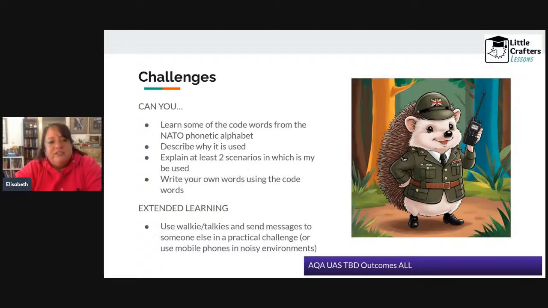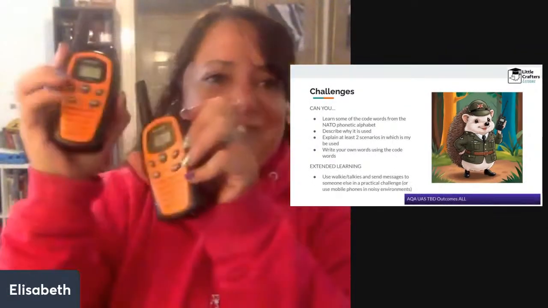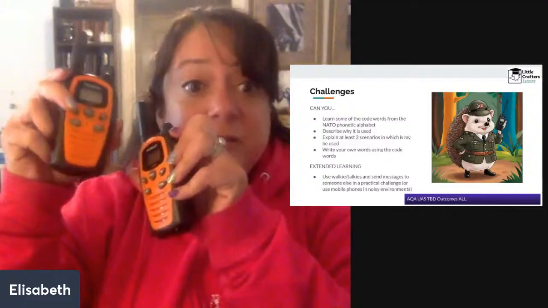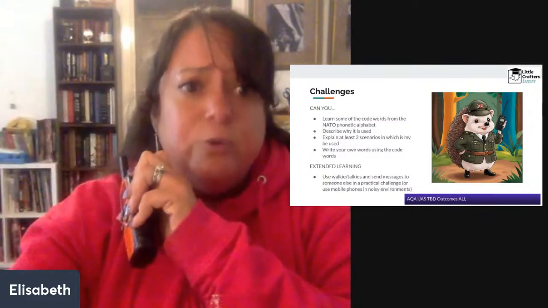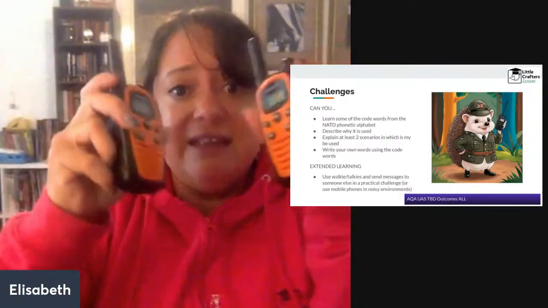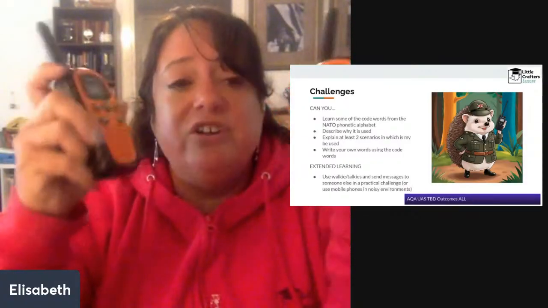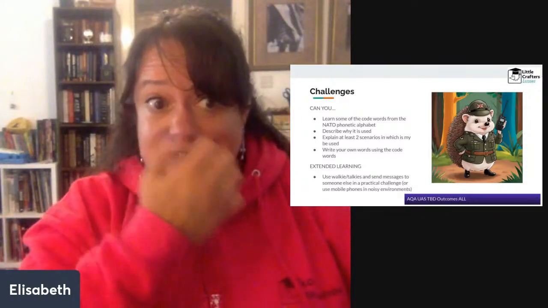The extended learning opportunity here is for you to actually use a set of walkie-talkies. Get your walkie-talkies out and try to communicate using the NATO phonetic alphabet. Send a parent or somebody to another room, or a friend, and use the phonetic alphabet to send each other codes and see how well it works. You could also do this with mobile phones in noisy environments to see if you can still understand each other.